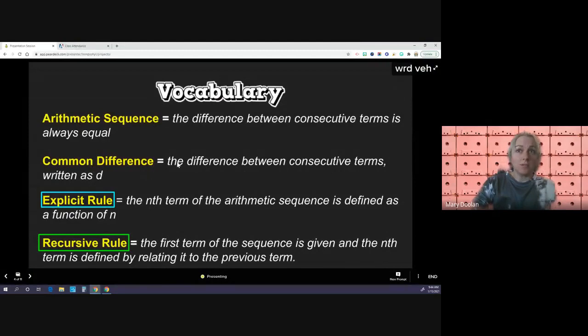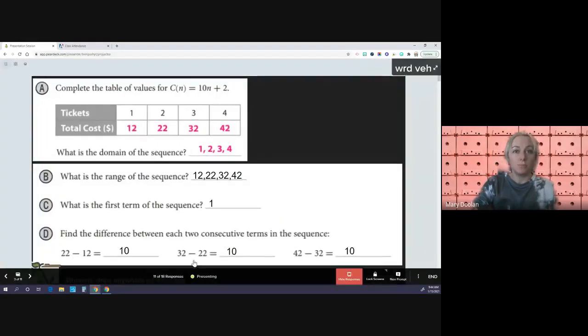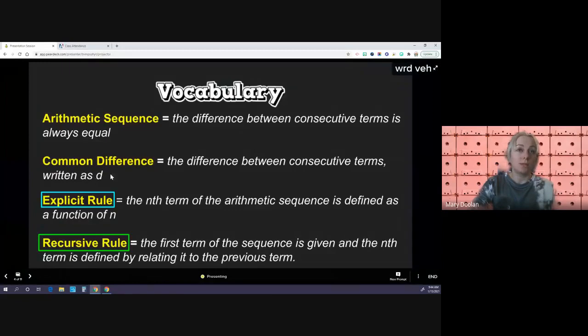Common difference, the difference between consecutive terms, and it's written as d. So in this last example, our common difference was 10, and you can represent it with a lowercase d. Now, when we do arithmetic sequences, there's two types of rules that would make up that sequence. The first one is called an explicit rule. And I put a blue box around this because during this lesson, we're going to be looking at these two different types of rules. And every time we look at an explicit rule, I'm going to put a blue box around it. It's the nth term of an arithmetic sequence is defined as a function of n.